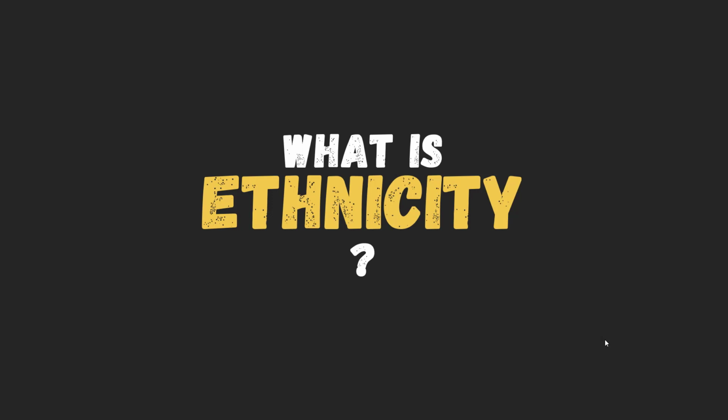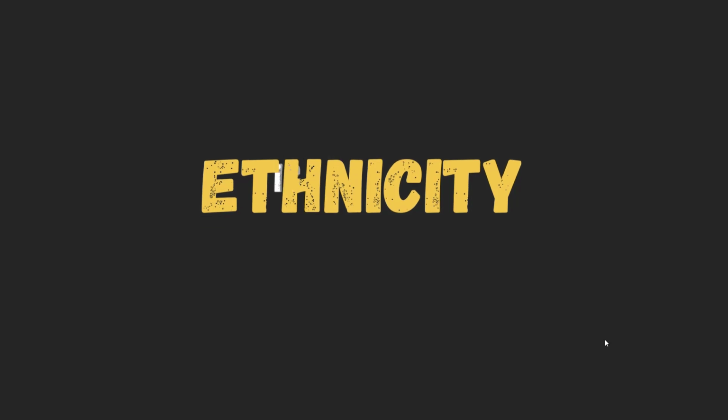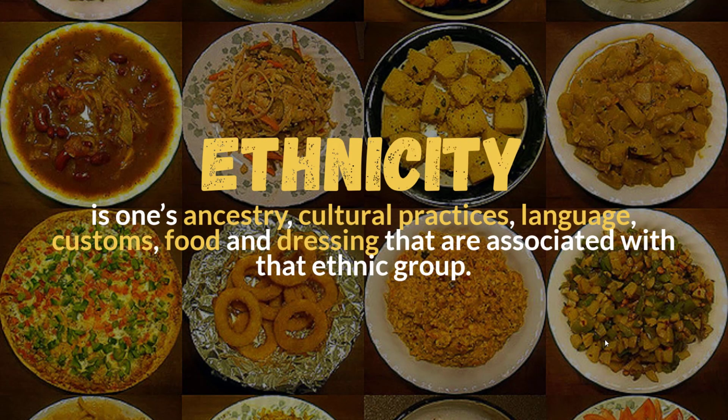So what is ethnicity? Since we know race has something to do with the physical structure and outside external appearance, what is ethnicity? Is it something similar to race, or is it something different? Ethnicity is one's ancestry, cultural practice, language, custom, food, and dressing, how you dress up, that makes you part of the ethnic group. Your food, everything that surrounds you, your life, your culture, it really brings out your ethnicity and in a way shapes you.